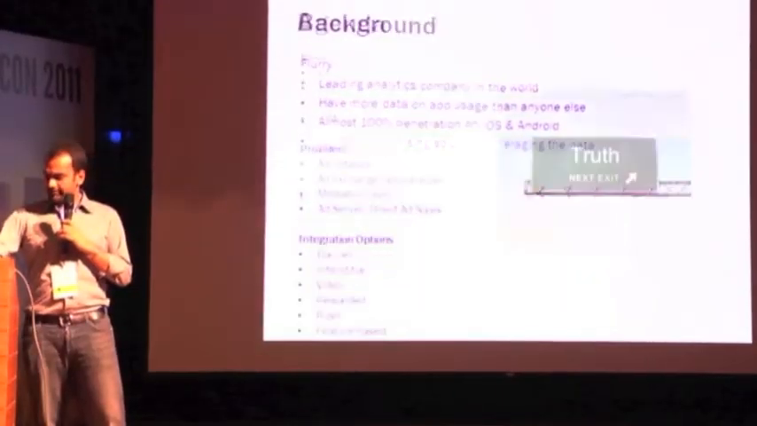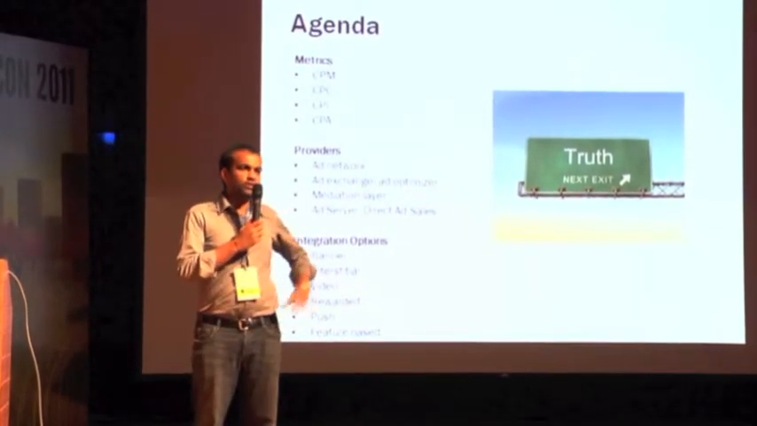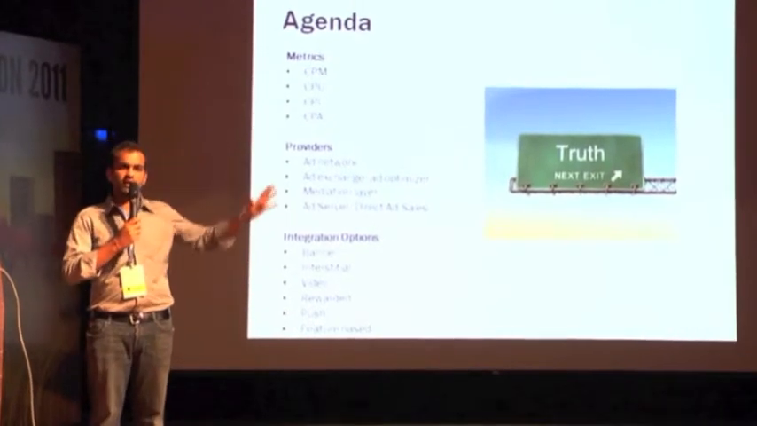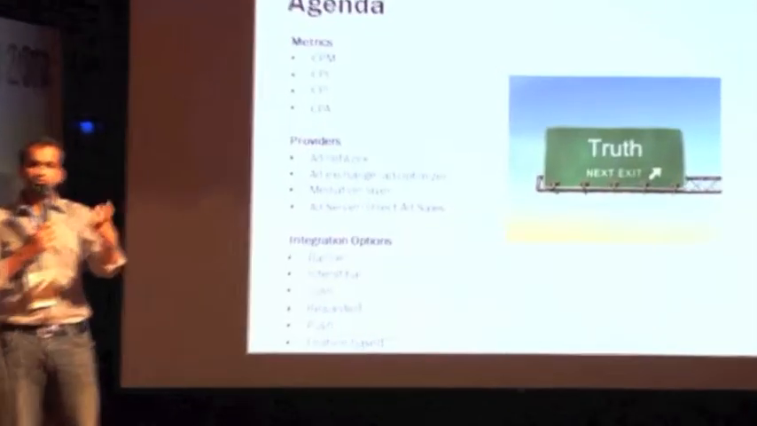So, the agenda for today, and hopefully you'll see some truth at the end of it. We talk about certain common metrics. A lot of this might be familiar to many of you, but I want to cover the whole spectrum from start to end. The metrics are the common terms used when you refer to mobile advertising. Then we go into the different types of providers available, or rather who you can partner with, or how you can put ads inside your app. And lastly, probably the most important thing most people wonder about: where do you place the ads inside your app so you can monetize most effectively? That's the integration options part. Hopefully at the end of it, there'll be some consensus as to what's working and what's not.